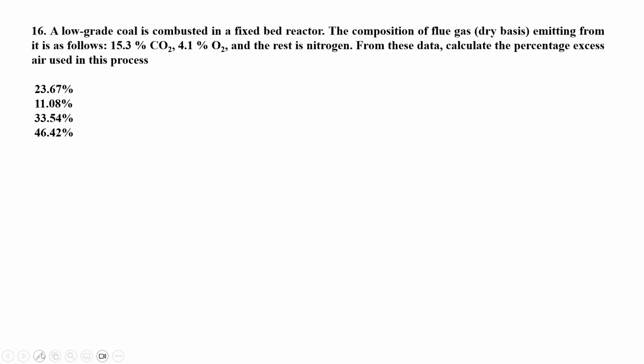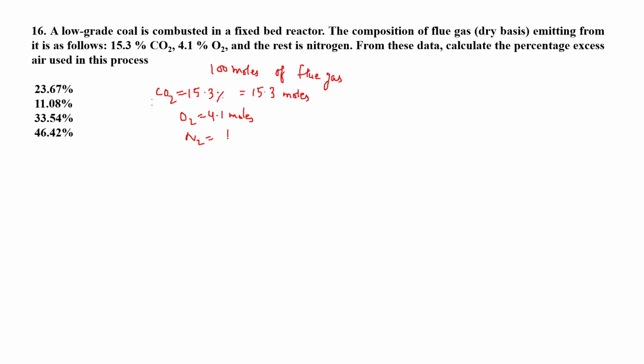So let us start the question. Firstly, assuming 100 moles of flue gas, it will be 15.3 moles of CO2, 4.1 moles of oxygen, and nitrogen will be 100 minus 15.3 minus 4.1, which will give us 80.6.